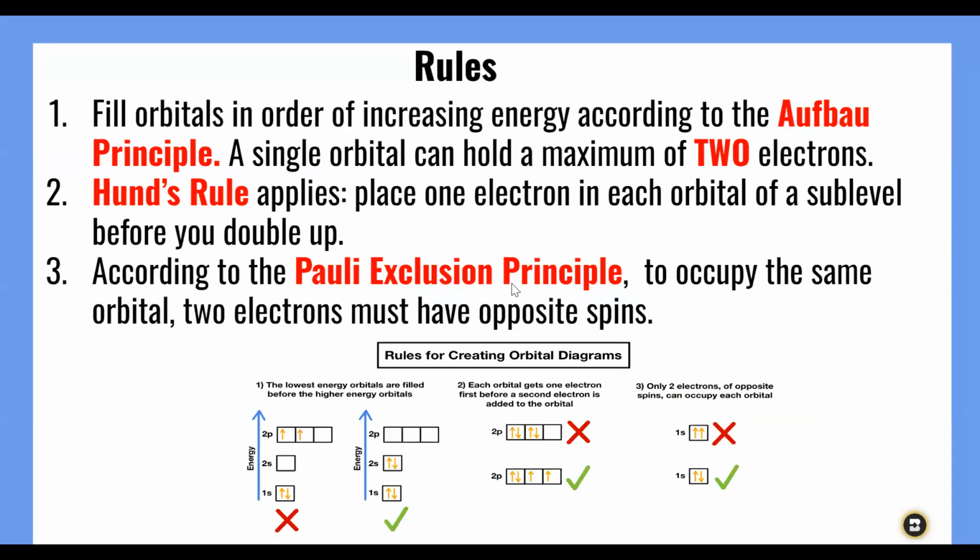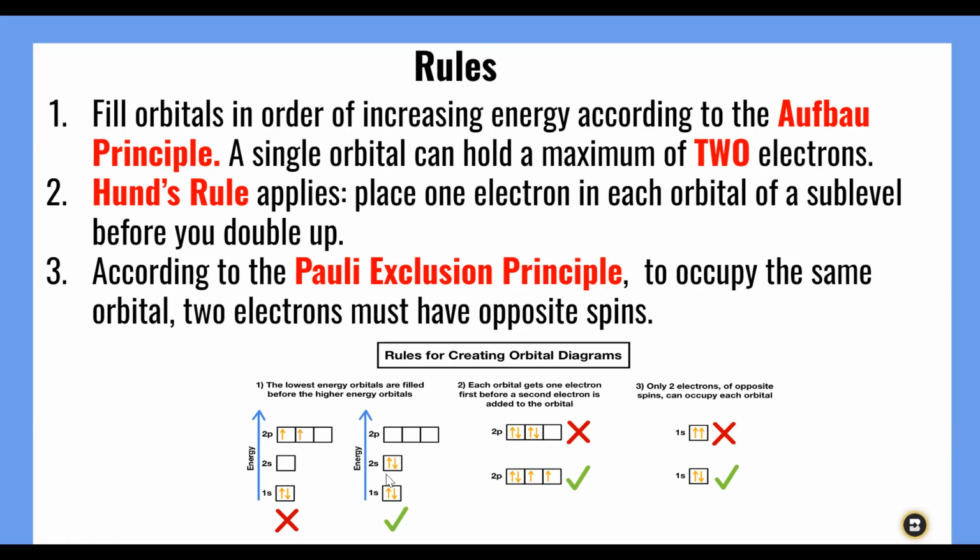Now rules. There are rules on how to place electrons in their orbitals. Fill orbitals in order of increasing energy according to the Aufbau principle. According to increasing energy, you start from the bottom, you fill this up, you go to the next one. This one is stronger because this one was emitted before this. So you start from here, you feed the electrons.